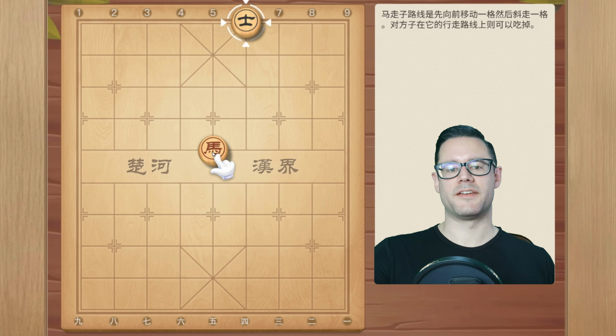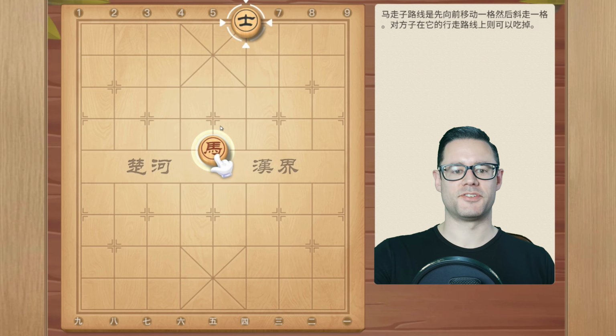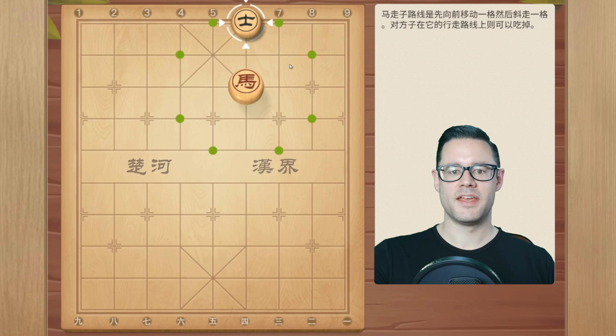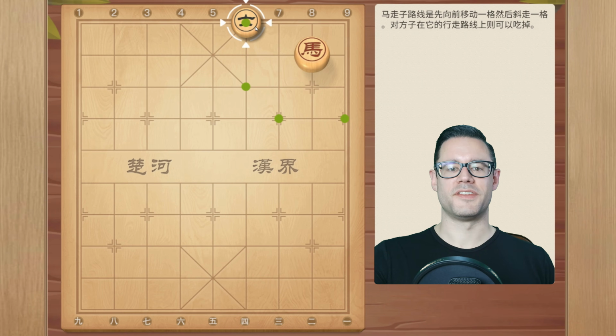Now this horse is kind of far away from the opponent's advisor that we're trying to capture, so we've got to calculate its move path. And it's going to take 3 moves to get there. There's actually multiple ways we could get there. We could move to the 4th file and then the 2nd file and then make our attack. We could advance forward to the 3rd file and then the 2nd and then make our attack. So it doesn't matter which way we do it. As long as we get there, that'll complete this puzzle.